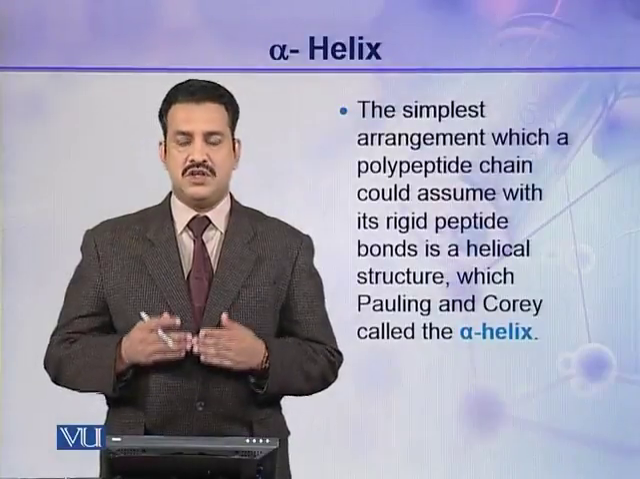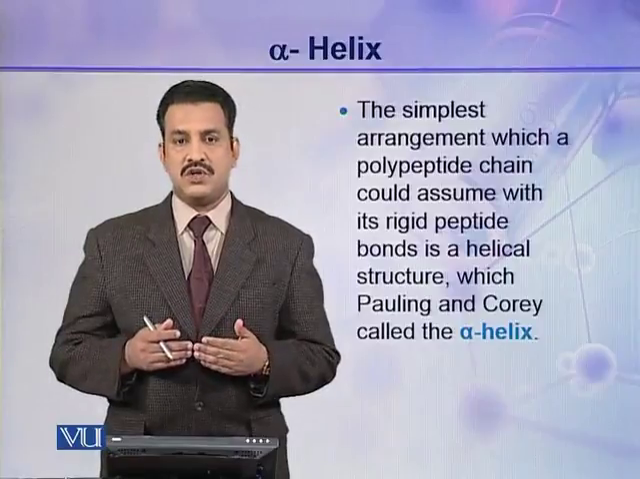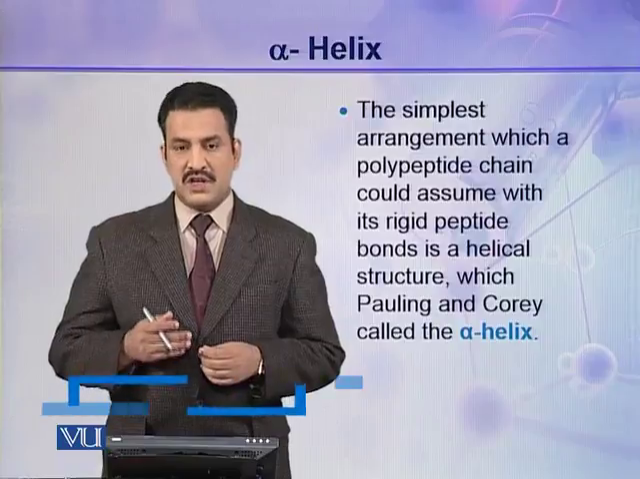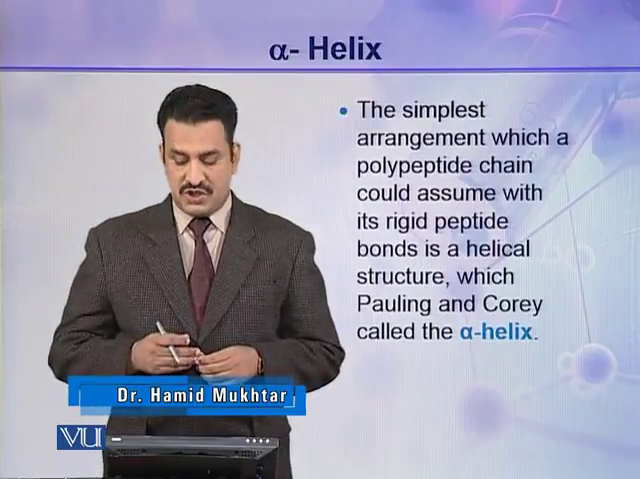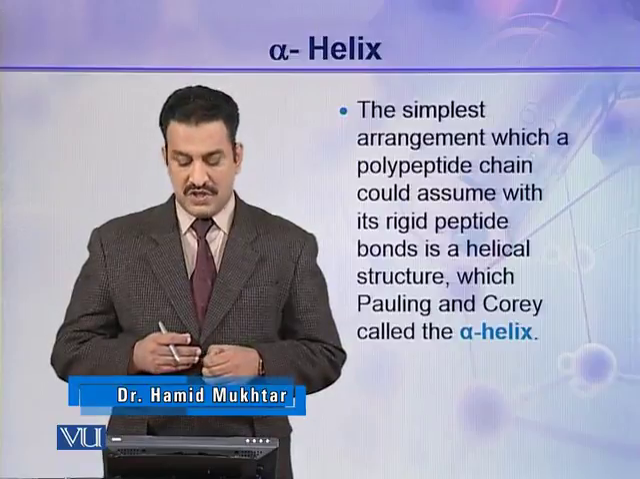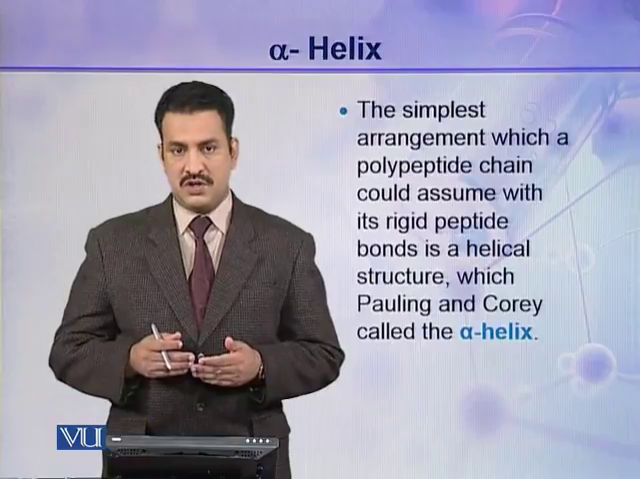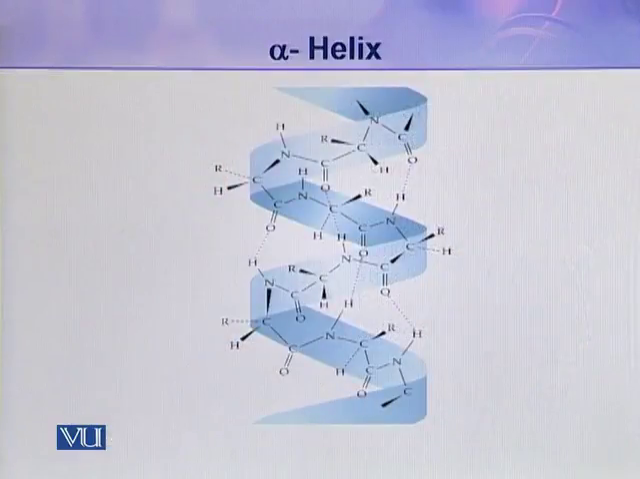After knowing the nature of the peptide bond and the rotations which are allowed in a polypeptide chain, Pauling and Corey concluded that the simplest arrangement which a polypeptide chain could assume with its rigid peptide bond is a helical structure, which they called alpha helix. So, in an alpha helix, the polypeptide chain is coiled around an imaginary axis.